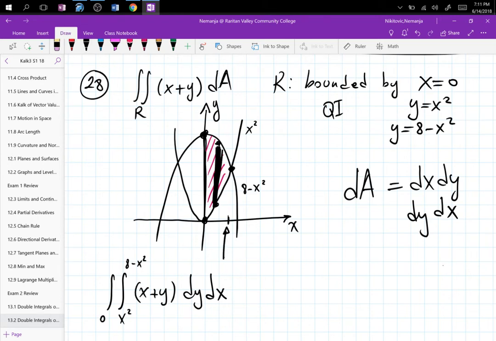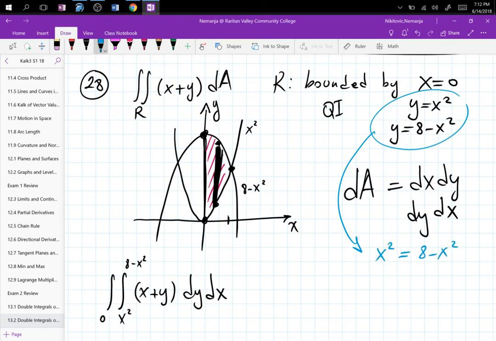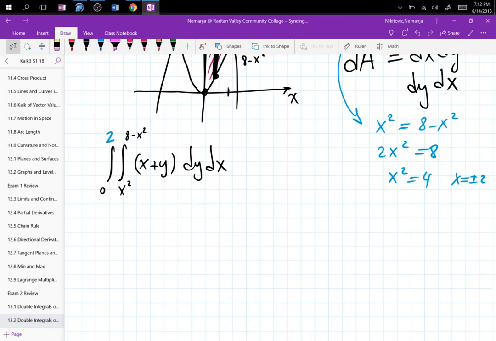What should I do? Find the intersection of the two parabolas. Very good. So, over here, x squared is equal to 8 minus x squared. 2x squared is equal to 8. x squared is equal to 4. x equals plus or minus 2. Now we only need the positive 2, because that's on the positive side. Bueno?